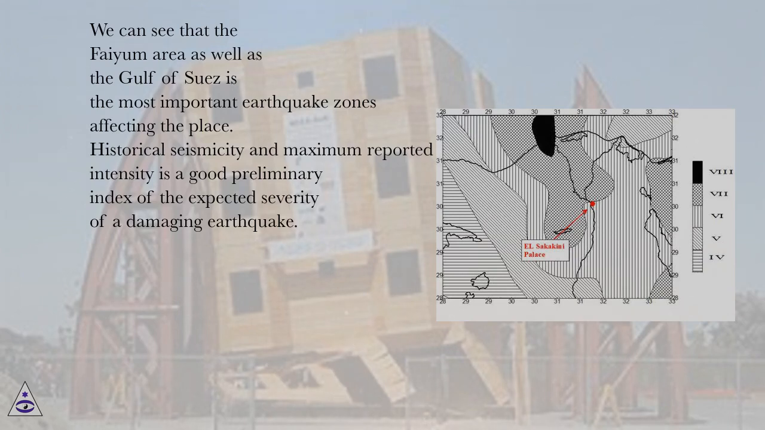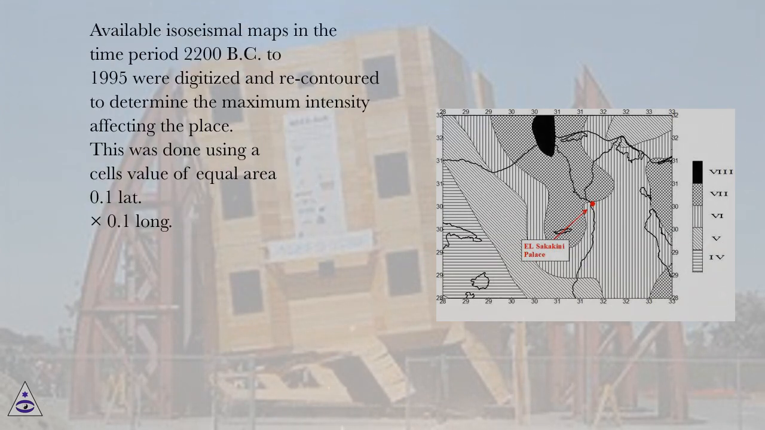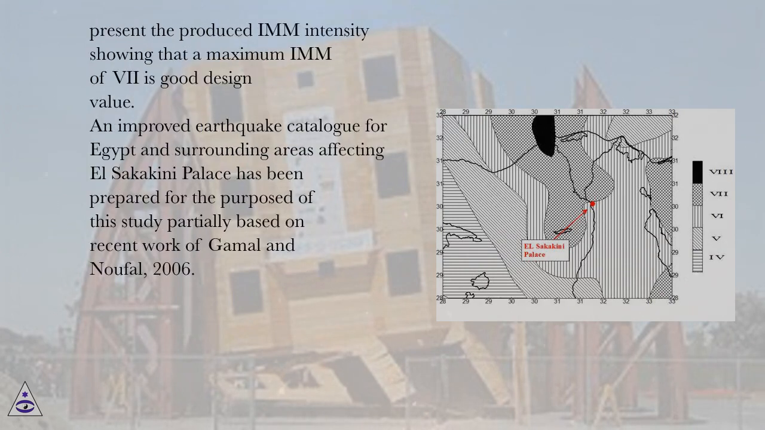affecting the place. Historical seismicity and maximum reported intensity is a good preliminary index of the expected severity of a damaging earthquake. Available isoseismal maps in the time period 2200 BC to 1995 were digitized and recontoured to determine the maximum intensity affecting the place. This was done using a cell's value of equal area, 0.1 lat times 0.1 long. The produced MMI intensity shows that a maximum MMI of 7 is a good design value.